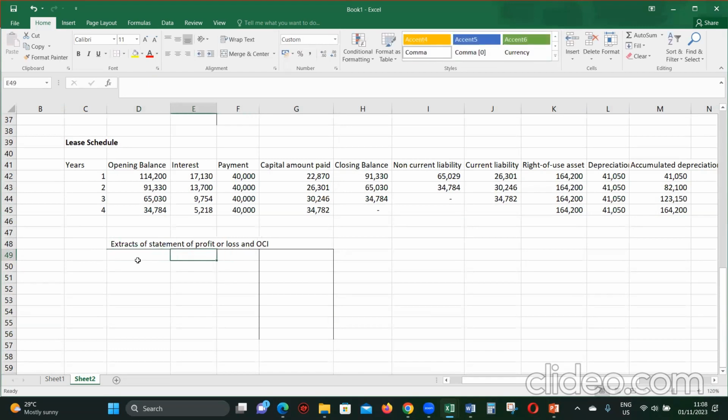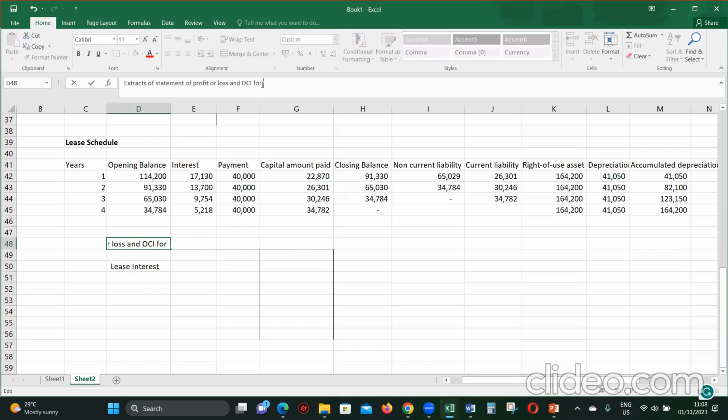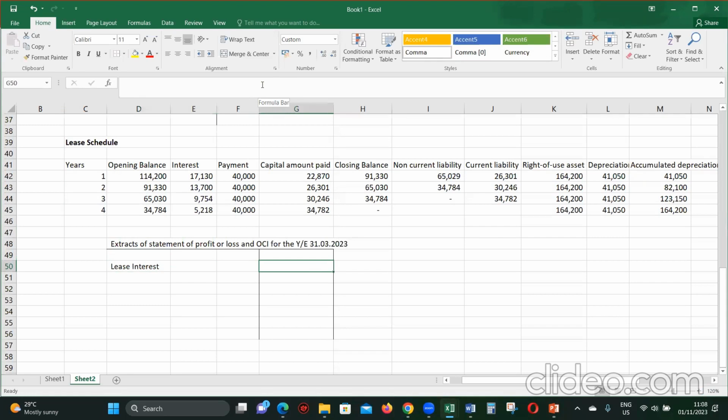The first one, you need to know, you have to pay what? You have to pay lease interest. Yes, lease interest. What is that expense for the first year? We are preparing this for what? For the year ended, we had to put the period as well. 31st March 2023. That means for 1 year, right? The first year. What is the lease interest?